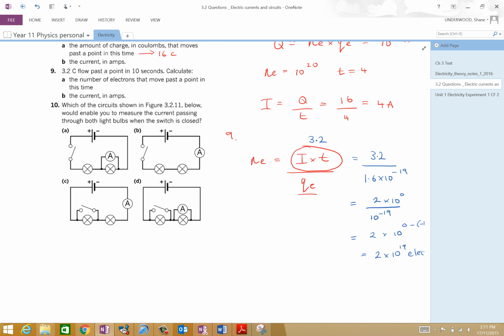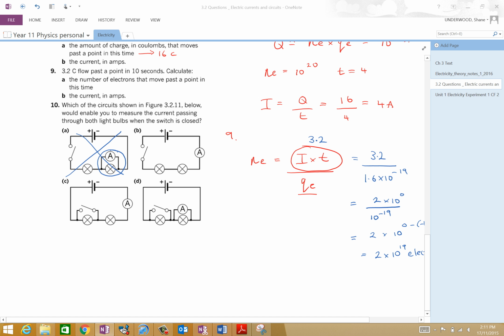avoid using a calculator. Which of the circuits shown below would enable you to measure the current flowing through the bulbs when the switch is closed? Would you connect, what did we discuss? What would happen if I connected an ammeter like this? Wouldn't the electricity just flow through the path of least resistance? Yeah. Okay, so is that going to measure the current? No. Absolutely not. So, no, it's not that.